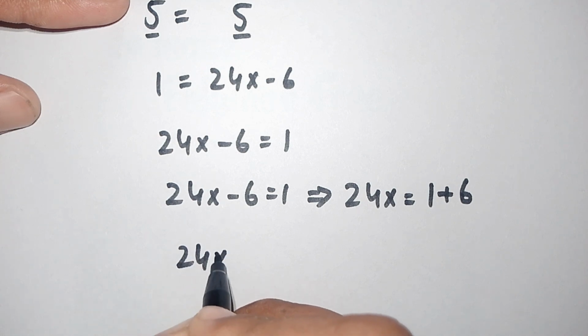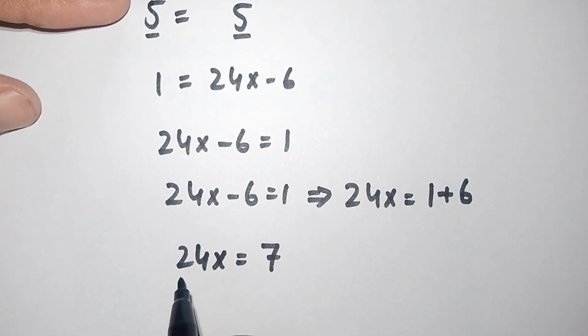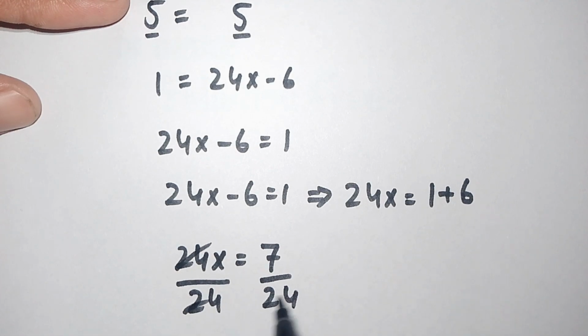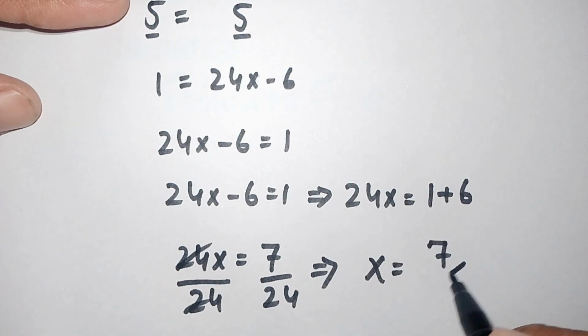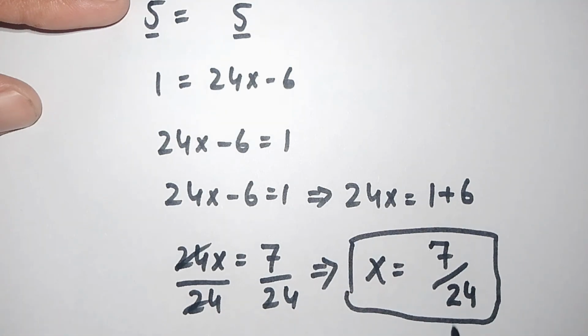24x is equal to 1 plus 6, which is equal to 7. Now we have to divide both sides by 24. So this side divided by 24 and also this side divided by 24. This 24 cancels with this 24, and here x is equal to 7 divided by 24, and this is the final answer and the value of x. X is equal to 7 divided by 24.